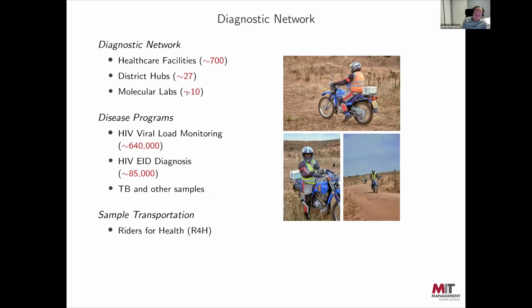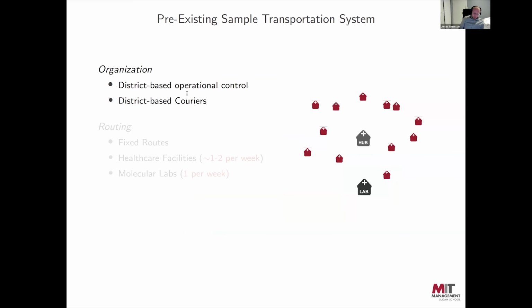before. We work with an NGO called Riders for Health, which operates these motorcycle couriers who do this transportation. They go collect samples, bring them to the district and then to the lab, then pick up results and bring them back to the clinic. And when we started engaging with them, we realized that basically they were doing these fixed postman routes.